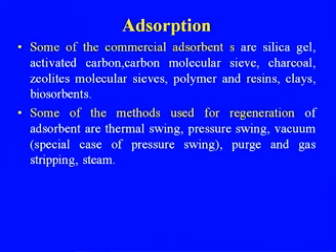Let me discuss regeneration, because regeneration is very important in the case of adsorption, like in the case of a catalyst, which you will have to regenerate. Here also regeneration is very important, and for the regeneration of the adsorbent we are using thermal swing, pressure swing, vacuum. In pressure swing adsorption we increase the pressure, then reduce the pressure, and so desorption takes place. That is why it is called pressure swing adsorption, and it is used for the separation of oxygen and nitrogen, and even for paraxylene purge and gas stripping steam.